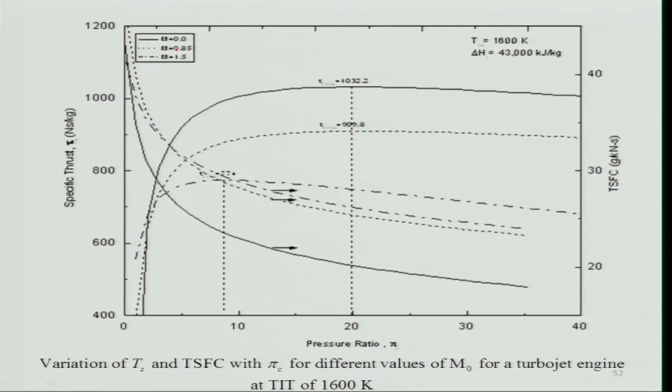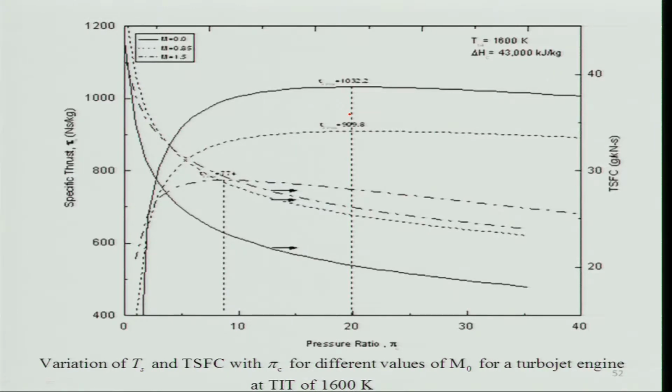What you can note here is that when the flight Mach number is 0, this solid line, the specific thrust increases with the increase in pressure ratio across the compressor, and then it reaches a peak value here, and after that it decreases slowly, right? So what it indicates is that there is an optimum value for the pressure ratio across the compressor, for which you will get the maximum specific thrust.